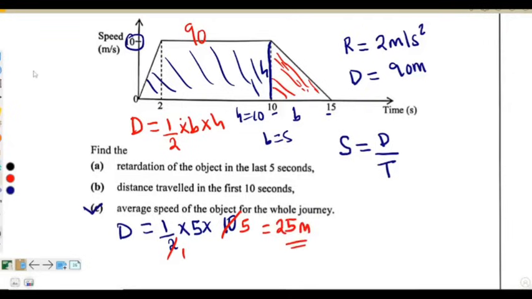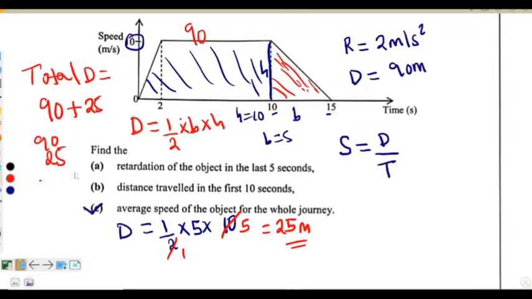So to find the total distance, I'll say total distance is equal to 90, the distance in the first 10 seconds, plus 25. When we add 90 plus 25, we are going to get 115 meters. Then we can come back to our formula where we say speed is equal to distance for the whole journey, which is 115, over total time from 0 up to 15 seconds, so over 15.